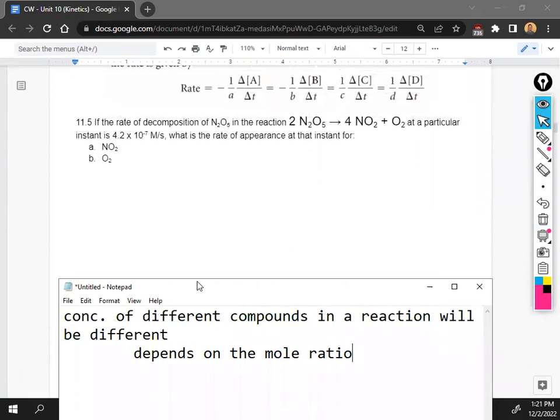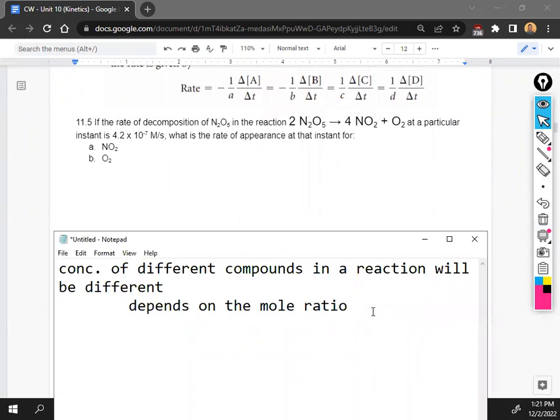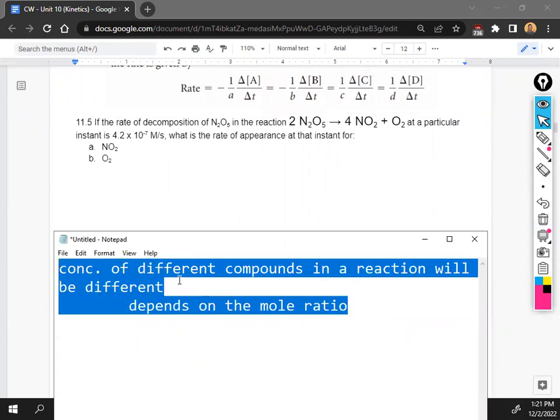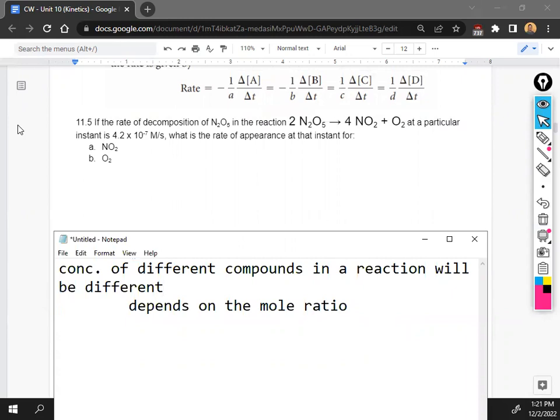Okay, I'll leave 11.5 up there, but I want you to use this information right here, where we said the rate of change depends on the mole ratio, and see if you can use that to solve 11.5.